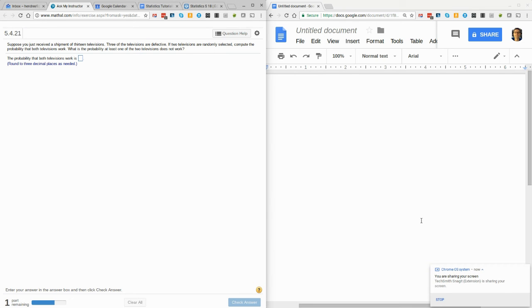Okay, so this is a 5-4 question. You receive a shipment of 13 televisions. 3 of the televisions are defective. If 2 televisions are randomly selected, compute the probability that both televisions work. What is the probability at least one of the 2 televisions does not work?